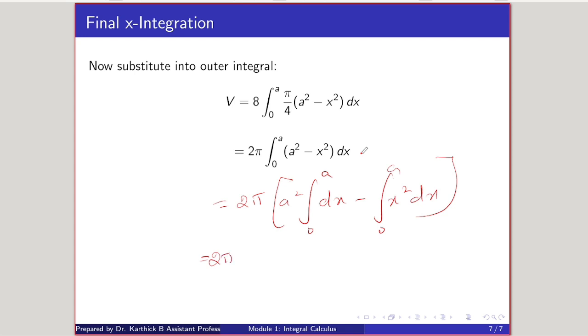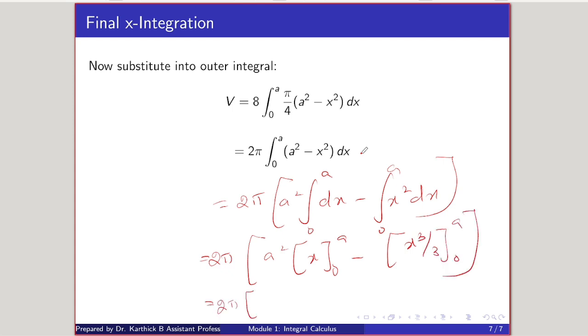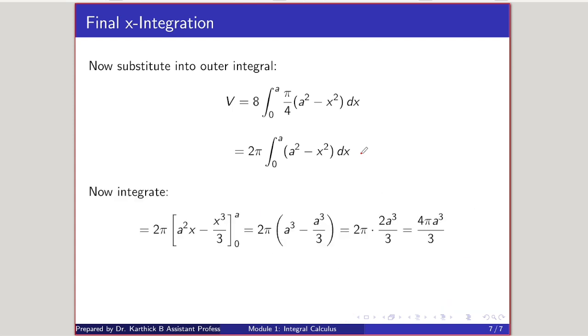So this will be equal to 2 pi times a square x from 0 to a minus x cube by 3 from 0 to a. So finally here it will be a cube minus a cube by 3. If I simplify this with the 3, it will be 3a cube minus a cube, giving 2a cube by 3. So at last, 4 pi a cube by 3. Okay, so finally we get the volume of the sphere. That's all.